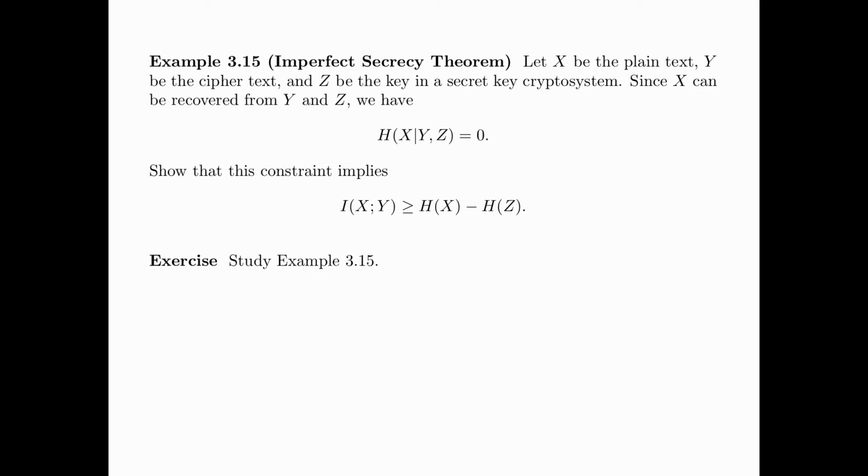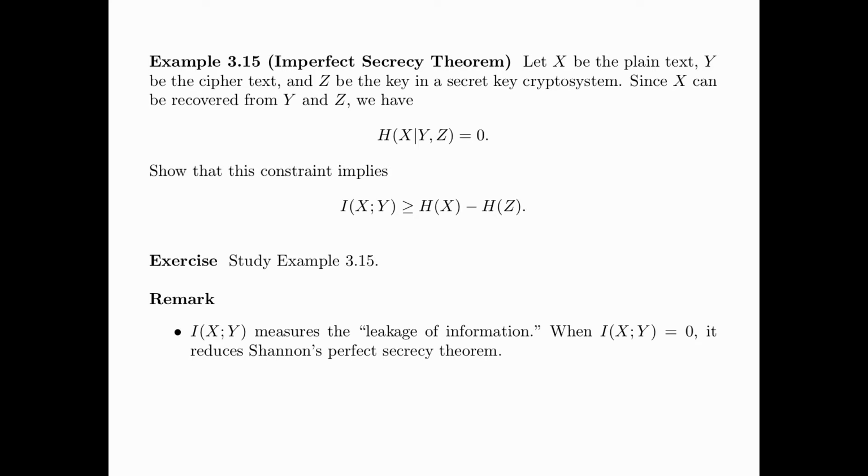Example 3.15 is the imperfect secrecy theorem, which is a generalization of Shannon's perfect secrecy theorem. Let X be the plain text, Y be the ciphertext, and Z be the key in a secret key cryptosystem. Since X can be recovered from Y and Z, we have entropy of X given Y and Z equal to 0. We can show that this constraint implies the mutual information between X and Y is lower bounded by entropy of X minus entropy of Z. For the details, please study Example 3.15.